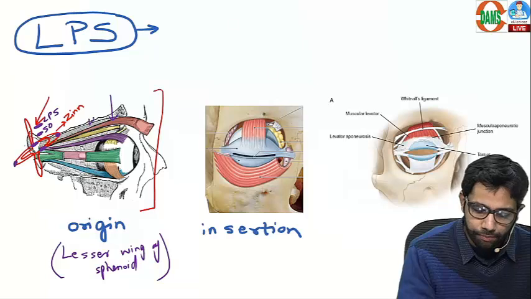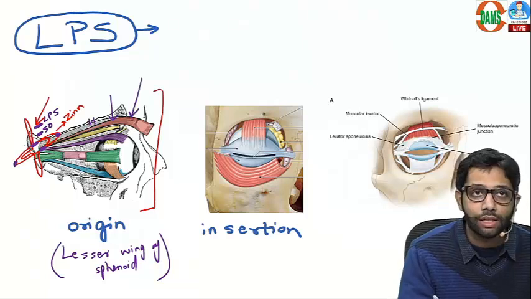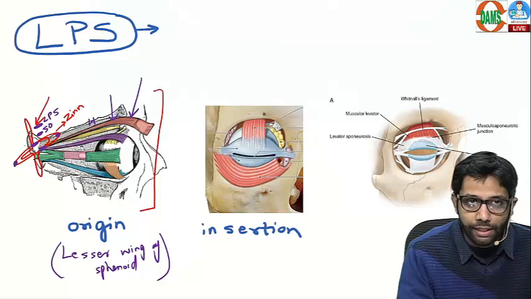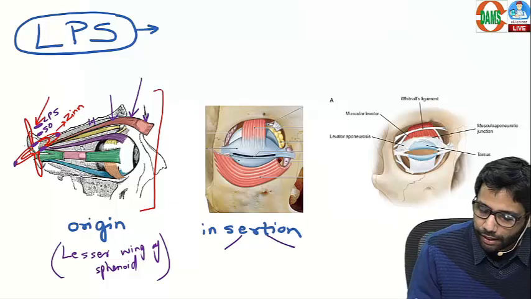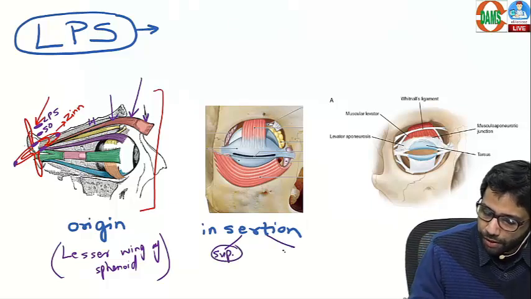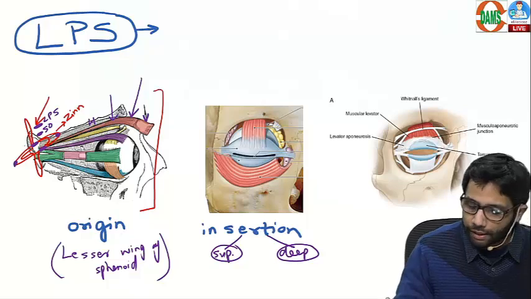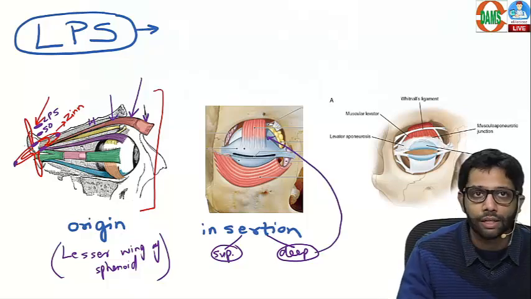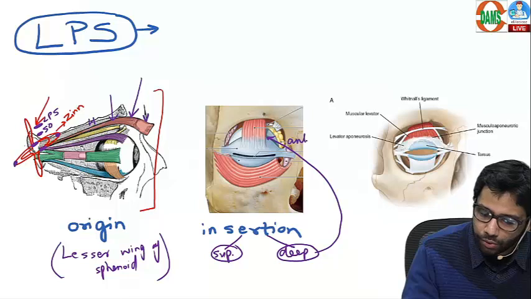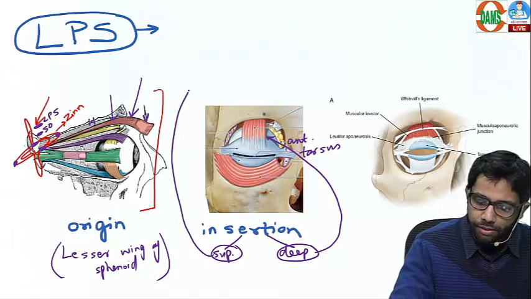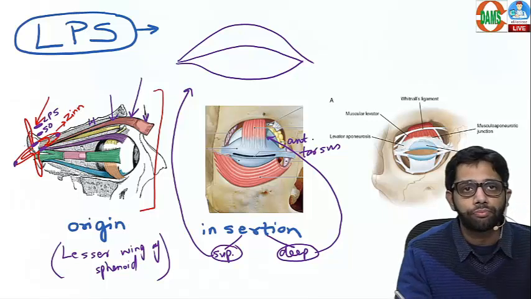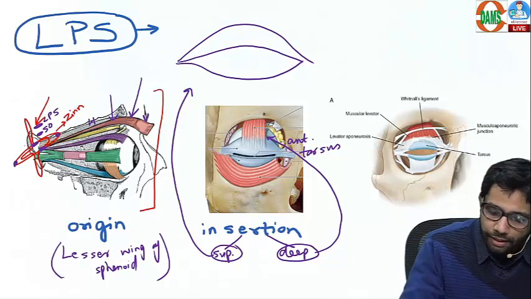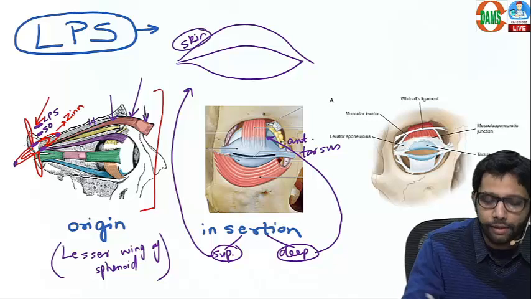It travels horizontally, and there is a ligament known as Whitnall's ligament, which dips it vertically. And after vertical dipping, it has two fibers. One is a superficial fiber and one is a deep fiber. The deep fiber is inserted over here. What is this? Tarsus. Inserted into anterior tarsus. And the superficial fibers, see, LPS is present only in the upper eyelid, not in the lower eyelid. Superficial fibers get inserted into the skin of the upper eyelid.